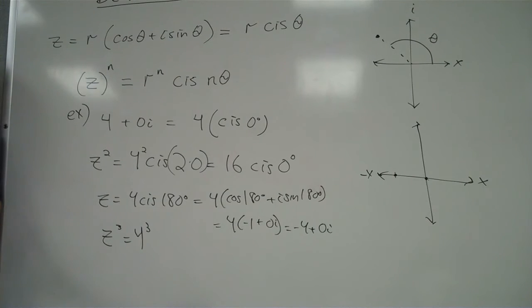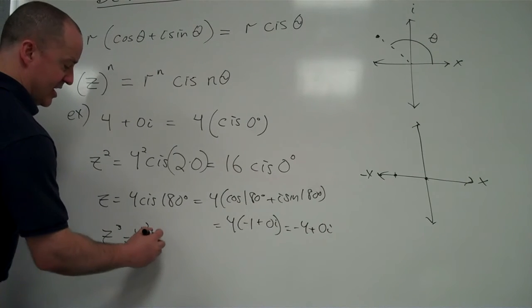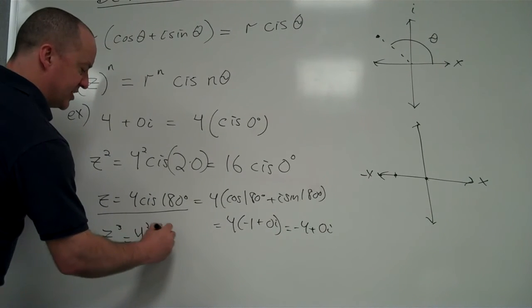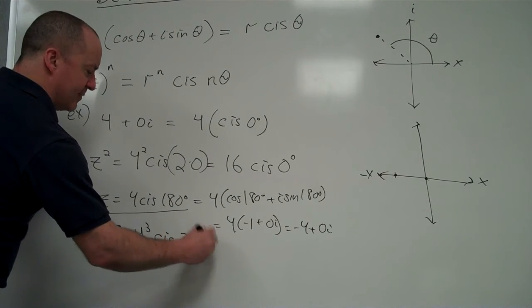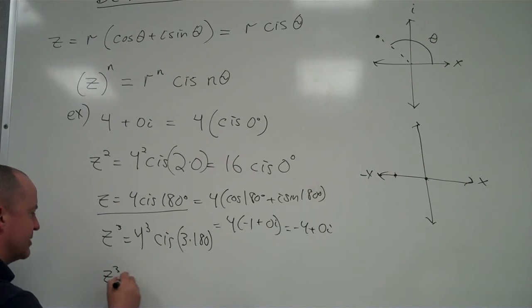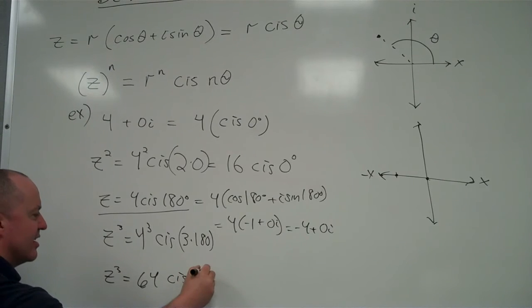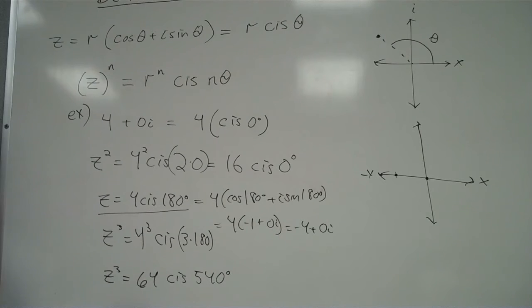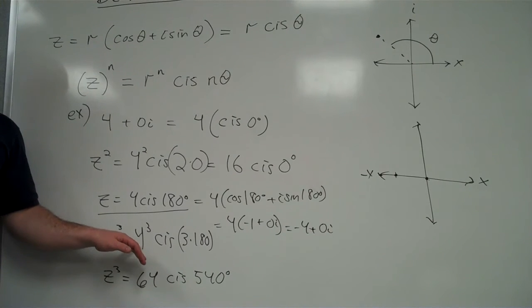So negative 4 cubed should be negative 64, right? Yes. 4 times 4 times 4 is 64, and it's negative. Now if I cube this one, I do cis 3 times 180. What's 3 times 180? 540. So this becomes 64 cis 540. Isn't it negative? No, because when you're in polar form, you always treat the radius as positive.